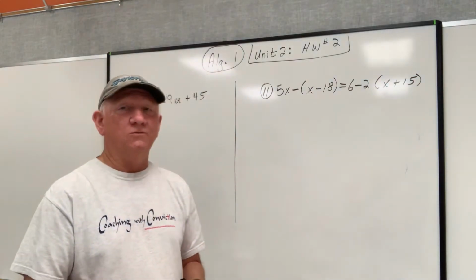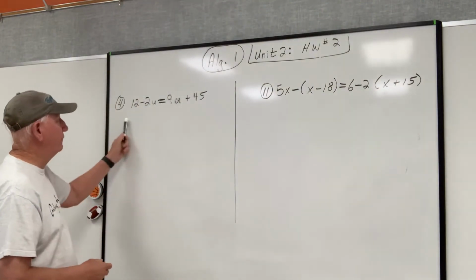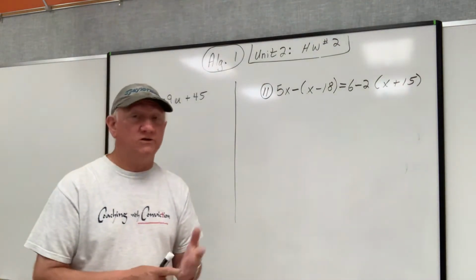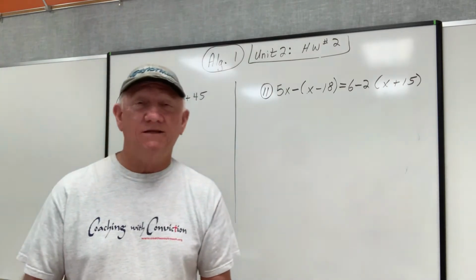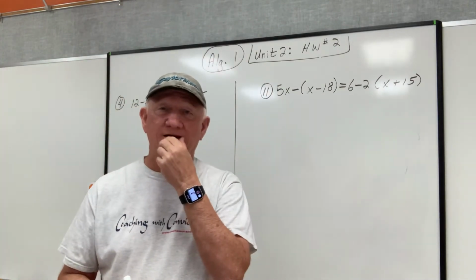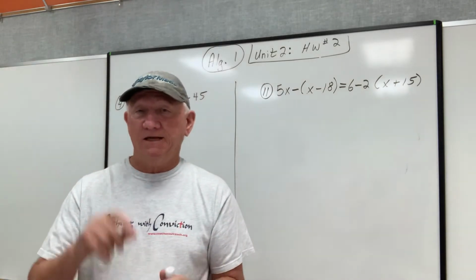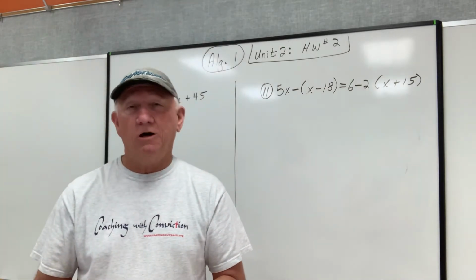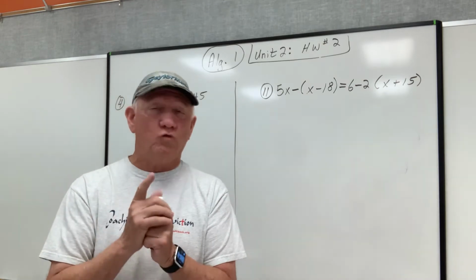All right, so here we go. Number 4, we're dealing with solving equations. And notice that the variables are on both sides of the equal sign. So with them being on both sides of the equal sign, in order to solve, you have to move the variables all to one side of the equal sign.